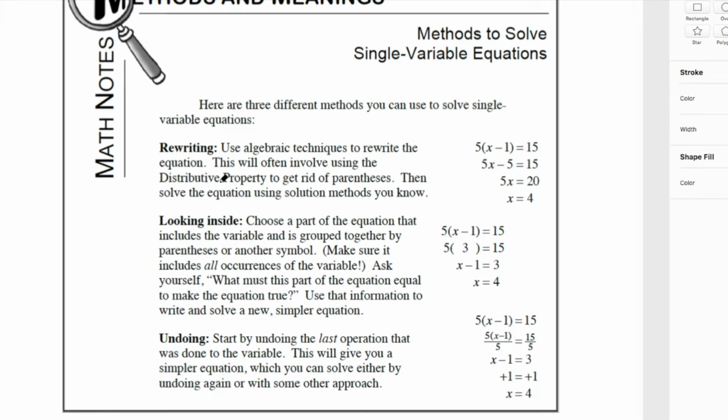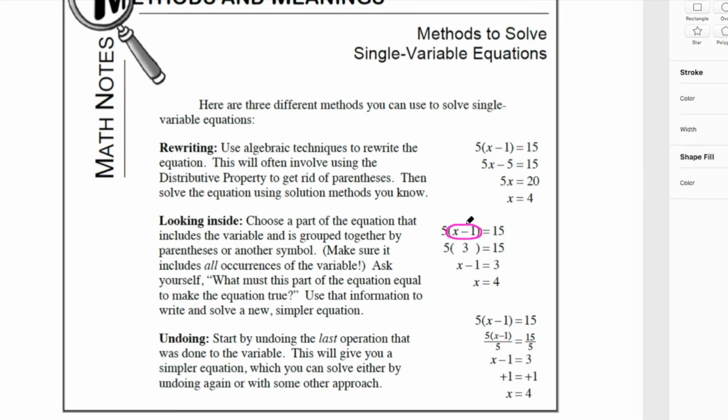This will often involve using a distributive property to get rid of parentheses. Also maybe squaring something, a binomial squared, writing it as a trinomial without parentheses. So kind of getting rid of parentheses, rewriting. Then you solve the equation using the methods you know. Looking inside means choosing a part of the equation that includes the variable. And then seeing how that variable is grouped and seeing what it must be.